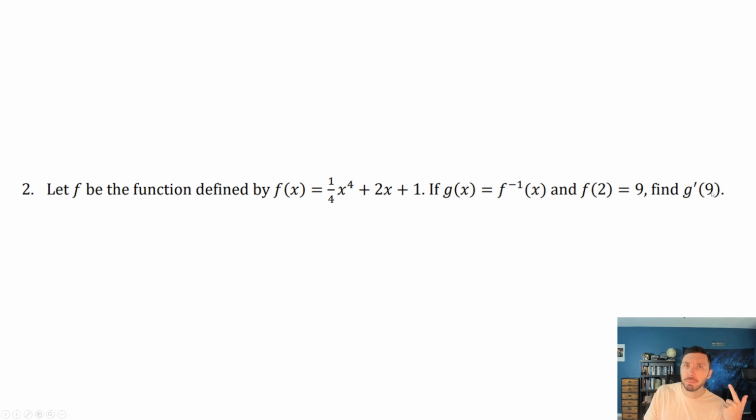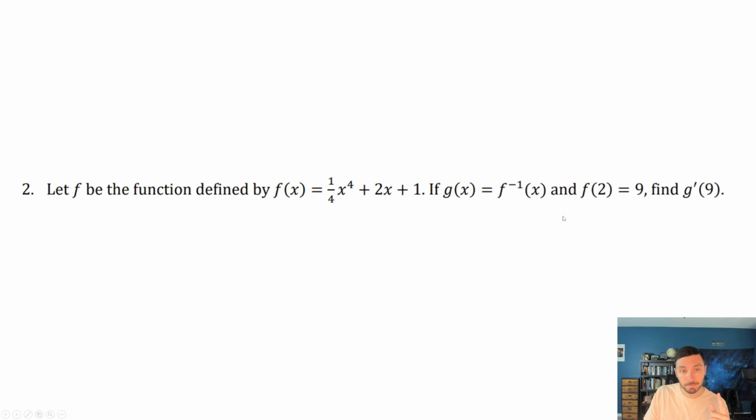If I'm finding g prime of 9, what is the input for f when our output is 9? I'm going to be plugging that into the derivative of the original function first, and then I'll take the reciprocal of that. So in practice, you're taking the derivative of this expression, and you're going to plug in a number. I wonder what that number is. Then take the reciprocal. Give it a go.